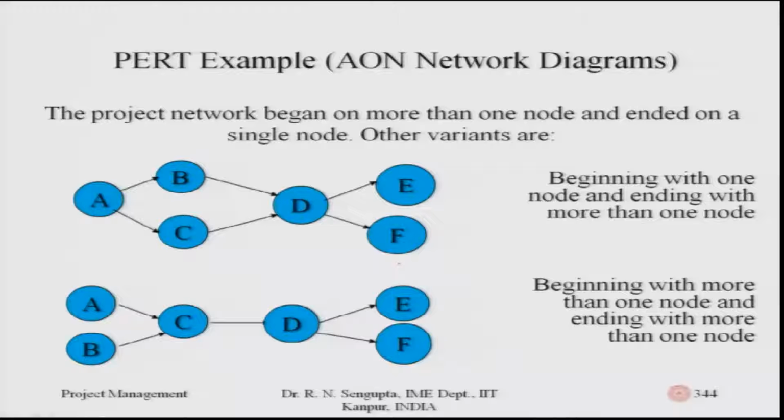And in the second diagram in the 344th, which was in some way related to the 343rd, we have two different nodes which are starting and two different nodes, E and F, which are ending. So, hence it is written: beginning with more than one node and ending with more than one node.